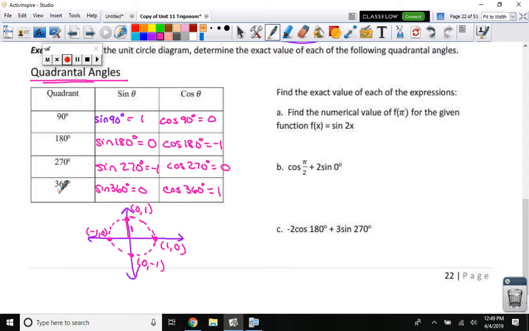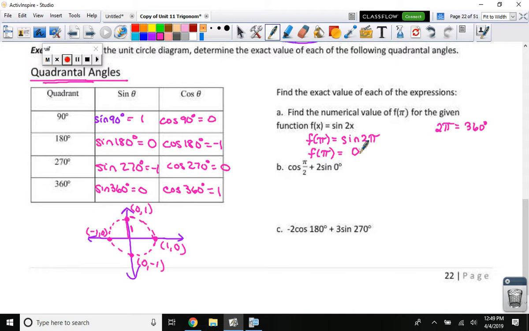Find the numerical value for f of pi. So again, this is something that you should practice without a calculator. You do not need a calculator to do this. You are looking for the sine of 2 pi. So you do have to know, where's 2 pi? 2 pi is the same thing as 360 degrees. It is all the way around the circle. Well, if I want the sine of 2 pi, that is the y value at 2 pi, which would be 0. So sine of 2 pi, 0.